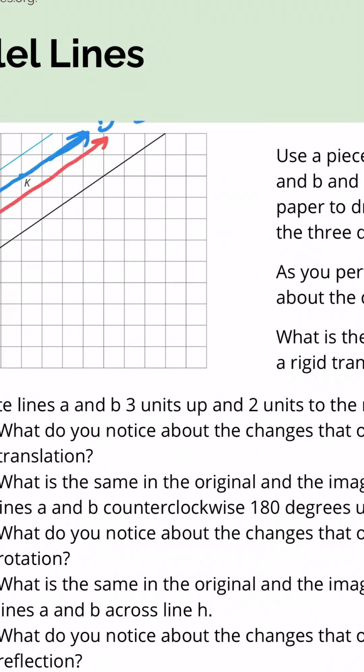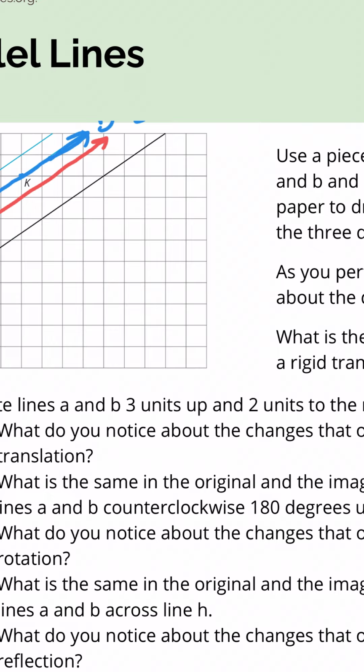And the image that you see now is after the rotation of AB around K. You can see that line B is going to turn into B prime, and A is just reflected across that line. So what do you notice about the changes that occur to lines A and B after the rotation?